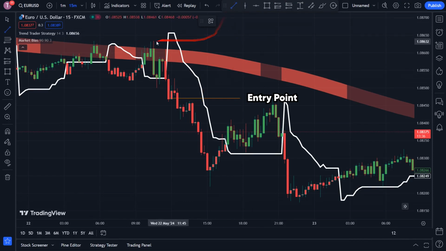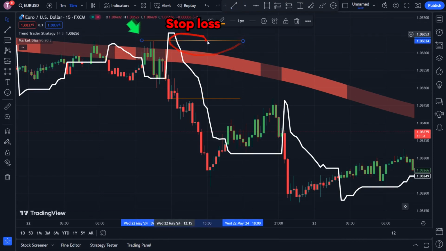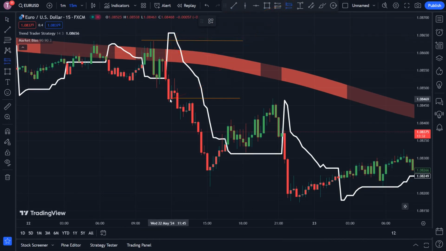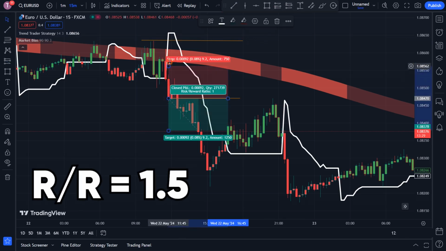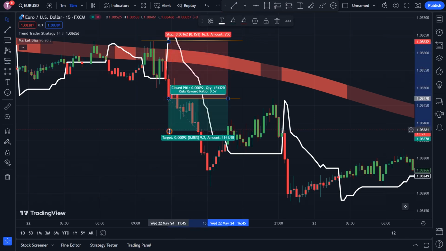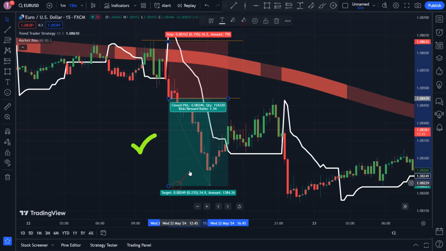We set our stop loss slightly above the last swing high. For take profit, we can consider a risk to reward ratio of 1 to 1.5 and wait for the trade to close with a profit.